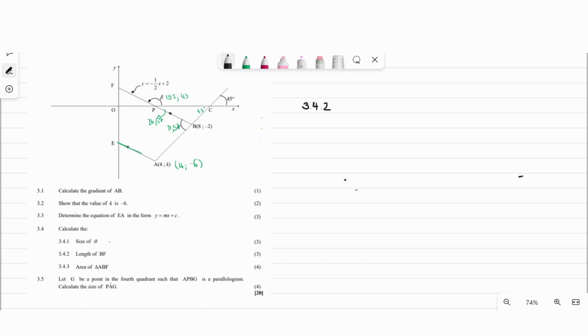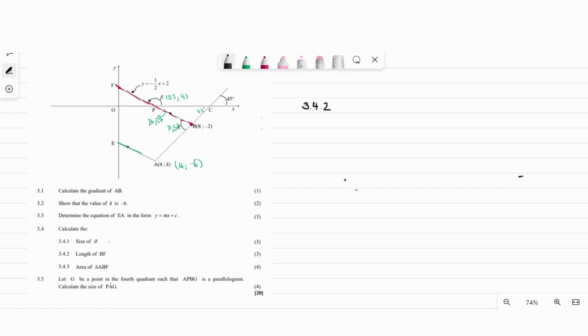Now let's do 3.4.2. It says calculate the length of BF. So where's BF? Let's find it here in the diagram. This is B here, and this is F. So this is the line that they want, right? What can we see about F? F is the y-intercept here, and we already have B.